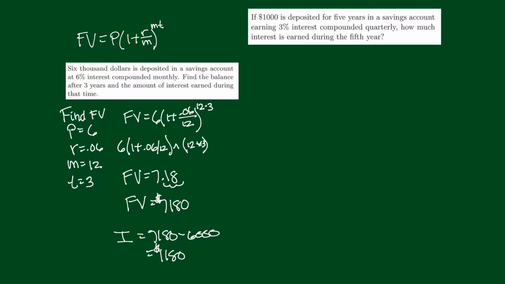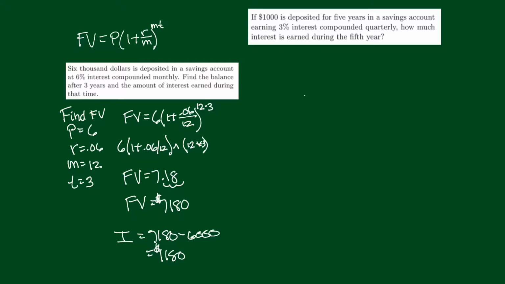Let's do another example here. It says $1,000 is deposited for 5 years in a savings account, so that $1,000 is our principal. 5 years, that's T, in a savings account earning 3% interest, so R is equal to 0.03, compounded quarterly, M is 4. How much interest is earned during the 5th year? Oh, okay, so we just want the 5th year.